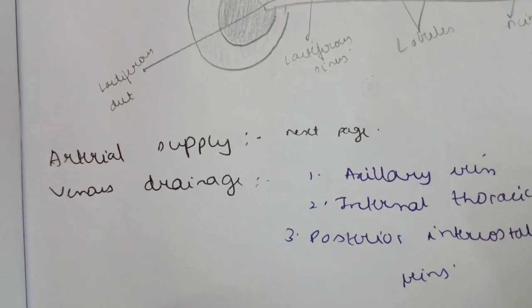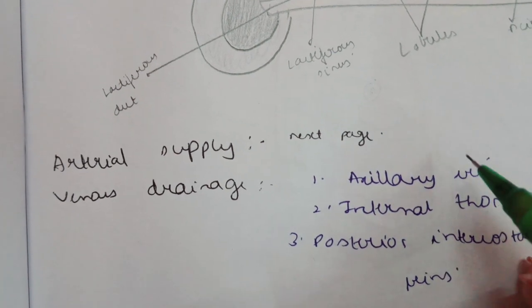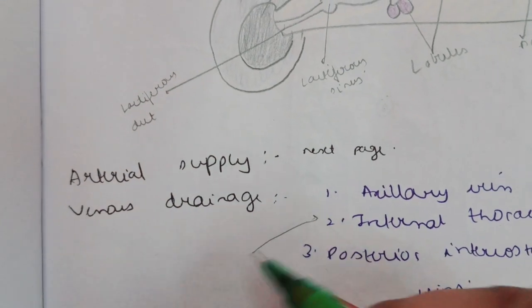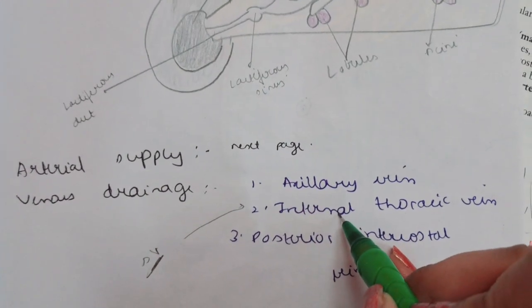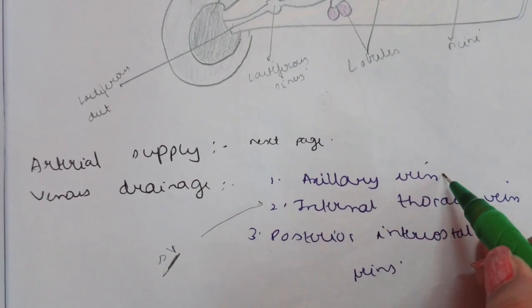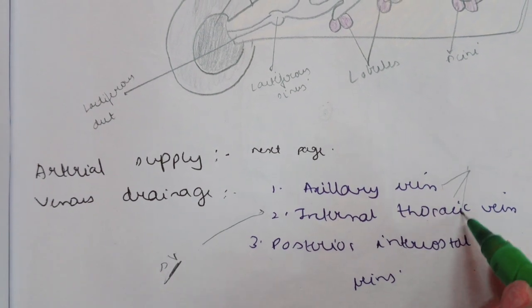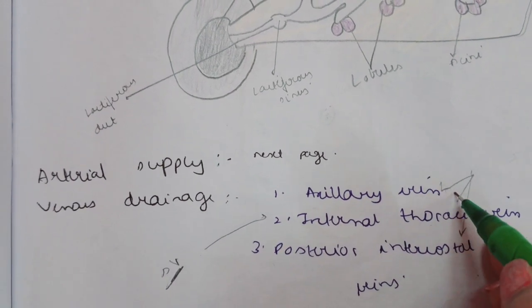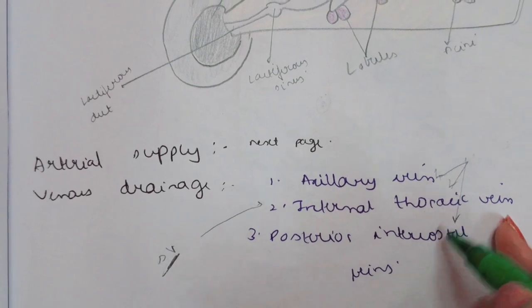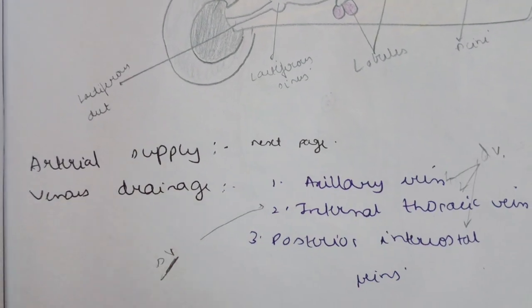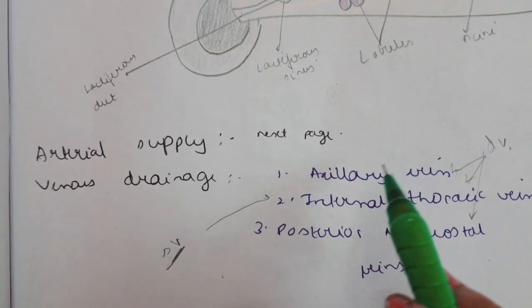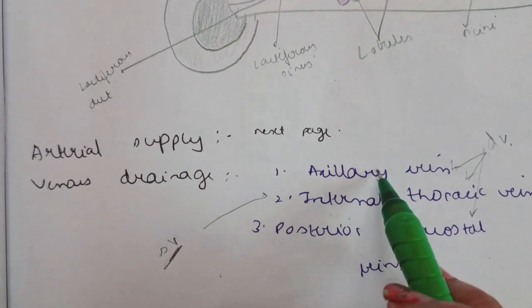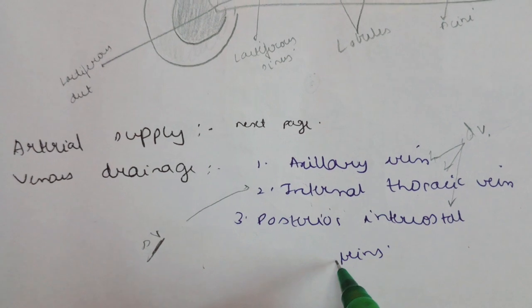In this venous drainage, the superficial veins drain into the internal thoracic vein, whereas the deep veins drain into all three of these veins: the axillary vein, internal thoracic vein and posterior intercostal vein.